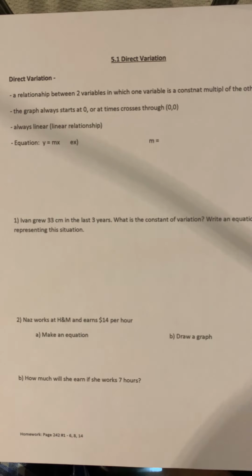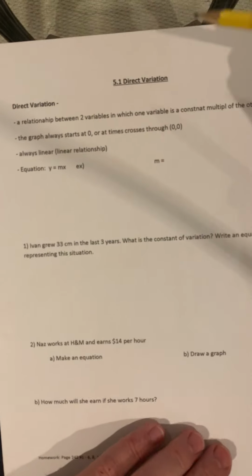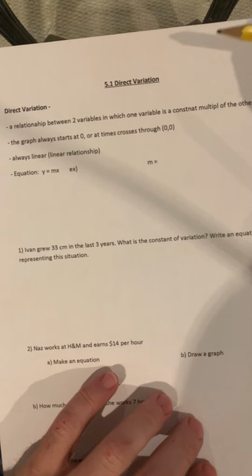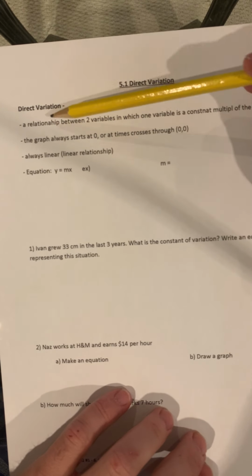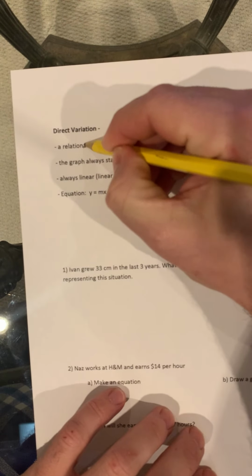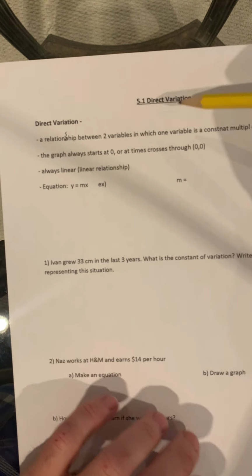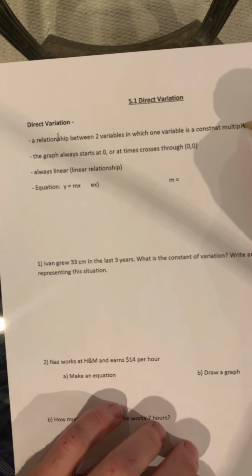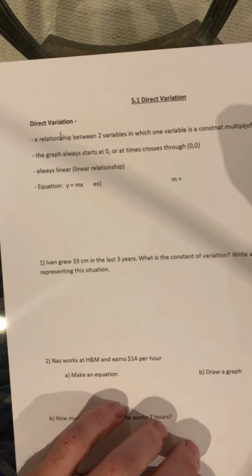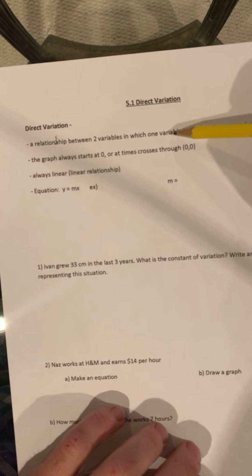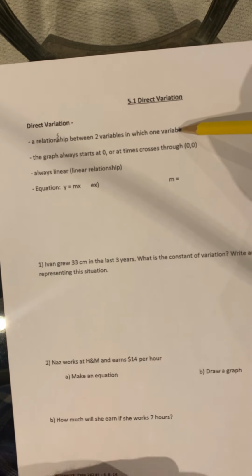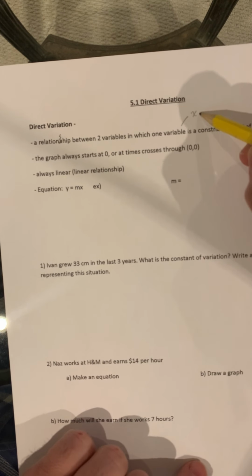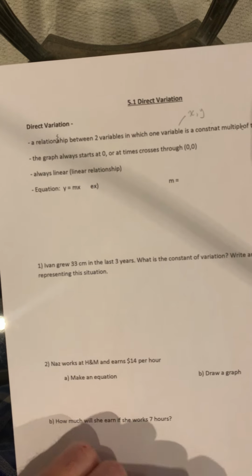So direct variation. We're learning direct variation today, and then tomorrow we'll be doing partial variation. Direct variation is a relationship between two variables in which one variable is a constant multiple of the other. When we're talking about variables, we learned two of them already in the graphing unit, which are x and y. Our standard ones will be x and y, but they could be anything.